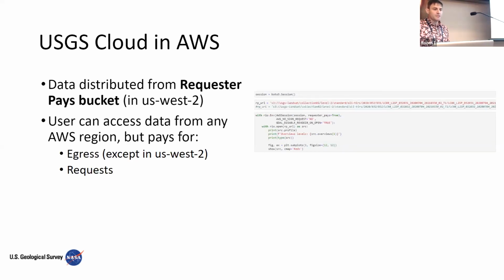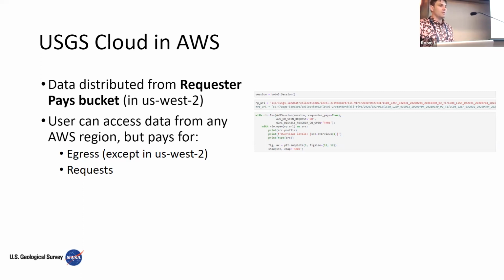AWS for the USGS cloud is a requester pays model. Their buckets have been set to a requester pays policy, which means you can still access this data for free in US West 2. You have to pay for requests, but the transfer of data into your environments is nothing. You can also access this from any other region within AWS. I apologize, this is very AWS-centric. So users can access this data for free in US West 2.